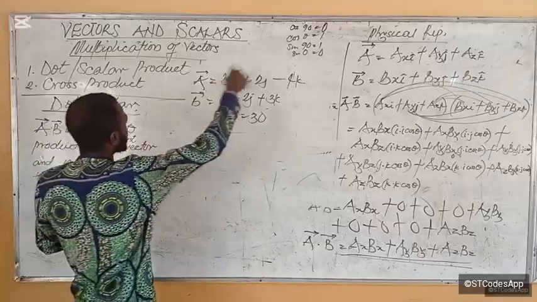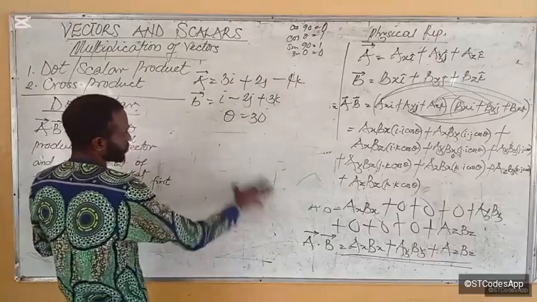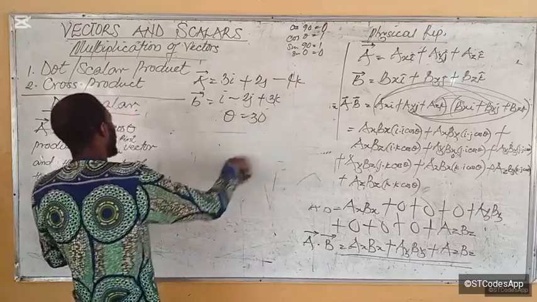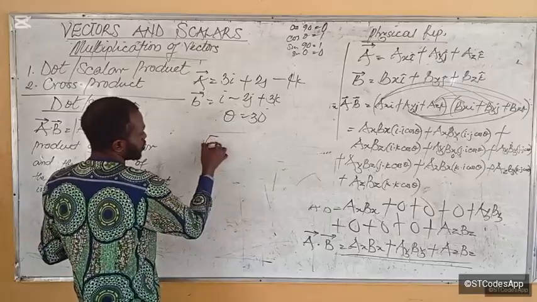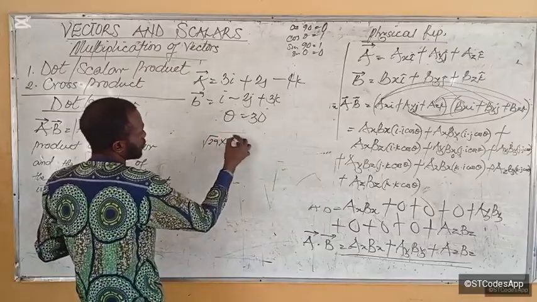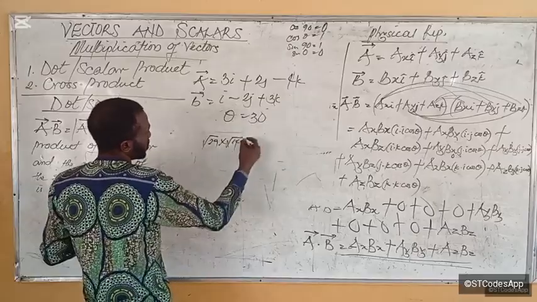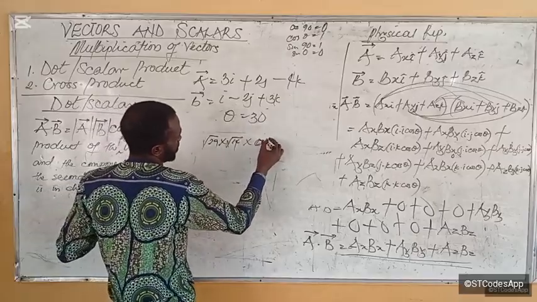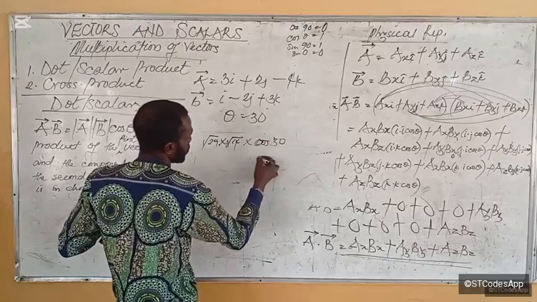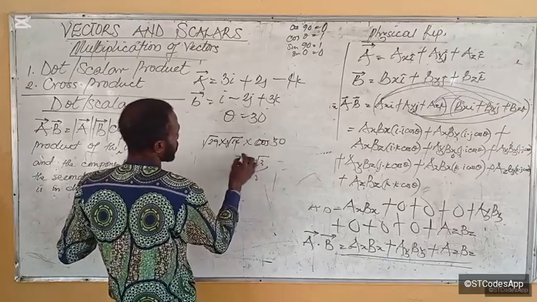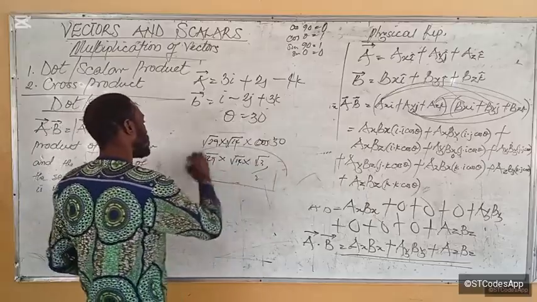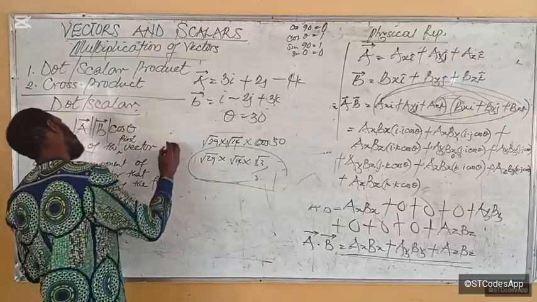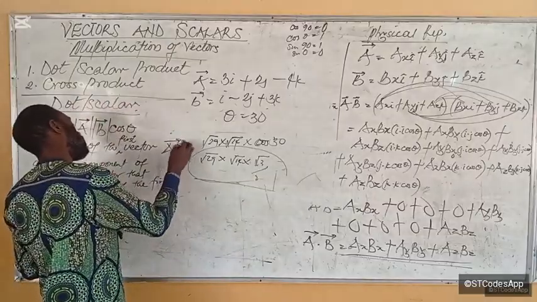So you take the magnitude of this by doing that thing we did, and the magnitude of this times cos 30. Like we did there, we got root 29 for this one and root 14 for this one, then times cosine of 30. So that will be root 3 over 2 times root 14 times root 29. By the time you do this, you will get the answer of 4, A dot B.